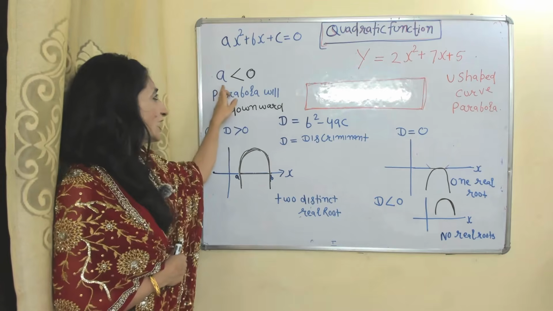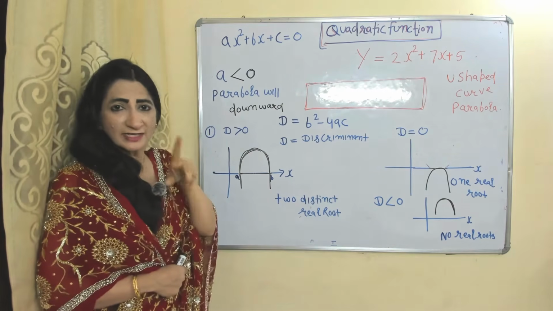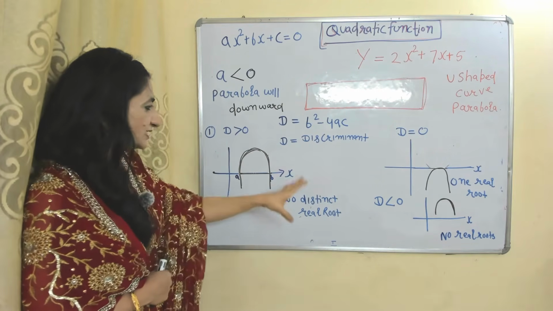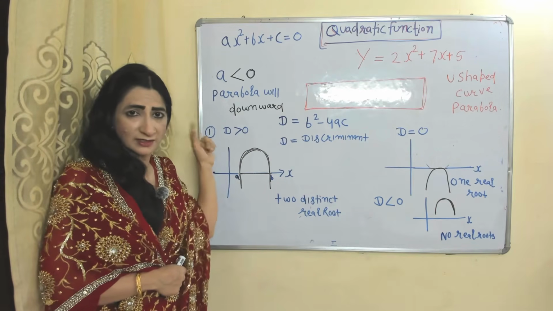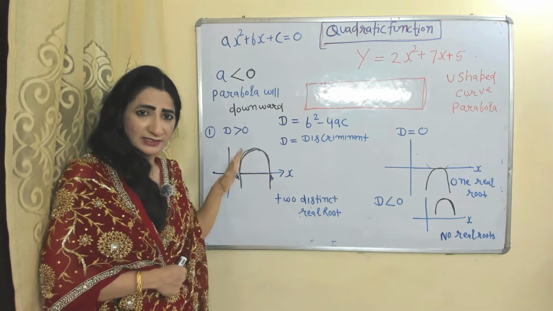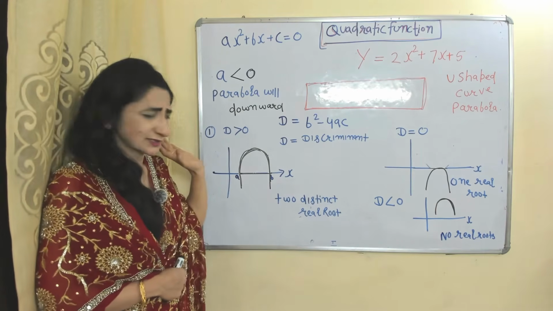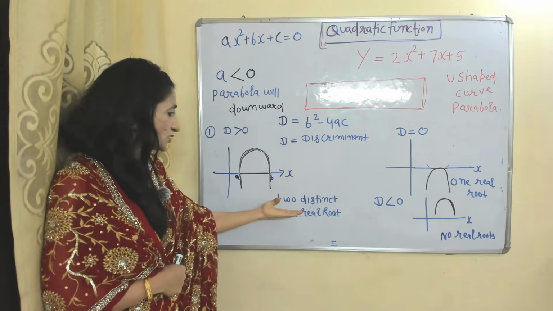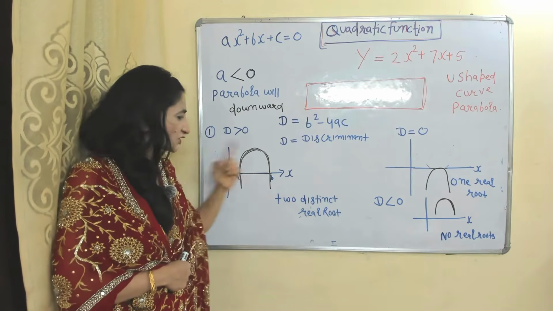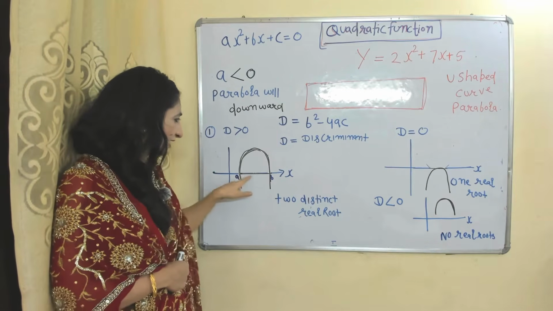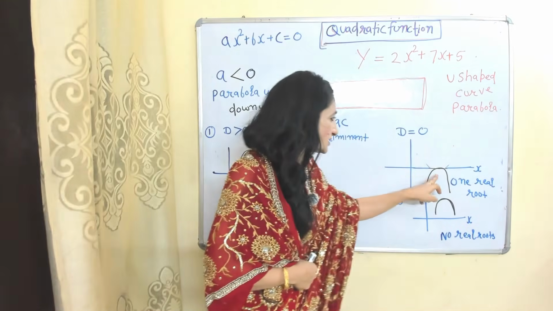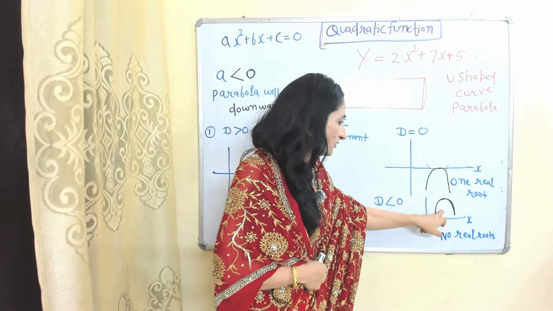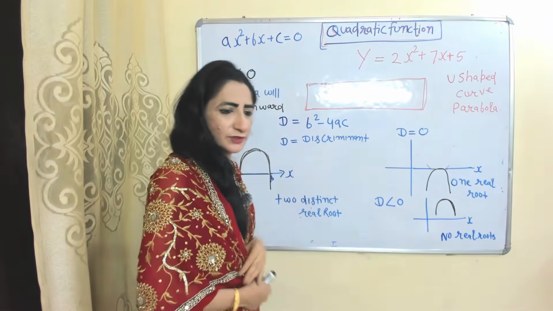Second case, when a is less than 0. When a is less than 0, then in all these three cases, the parabola will slope downward. Earlier the parabola sloped upward, but now it slopes downward. Other things are the same. In this case, you can see we have two distinct roots. That's why the parabola touches at two points A and B, but the slope of the parabola is downward. Similarly here, you can see we have one real root, and here we don't have any real root.